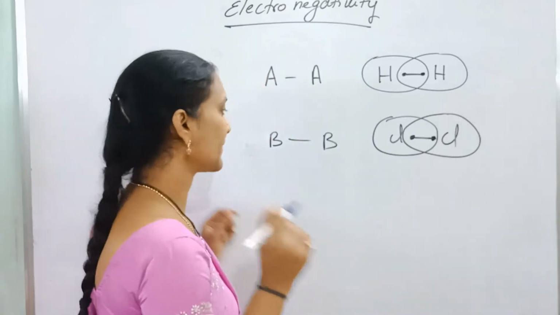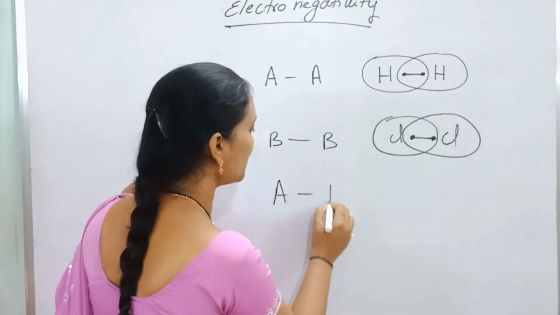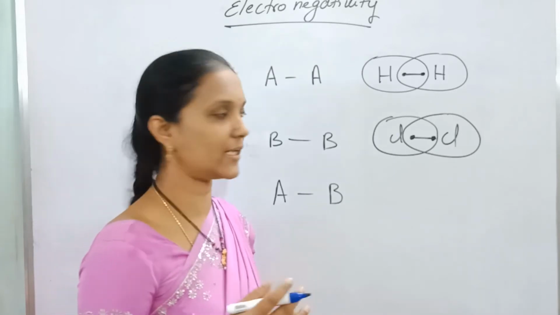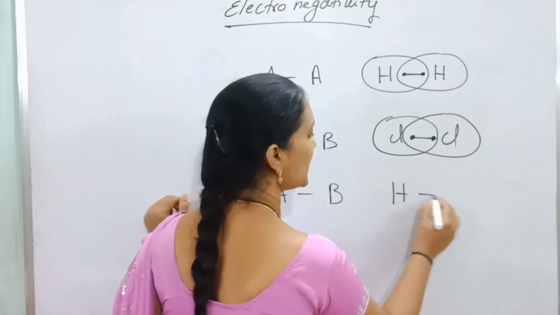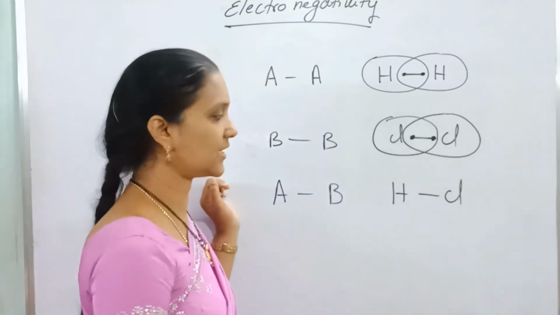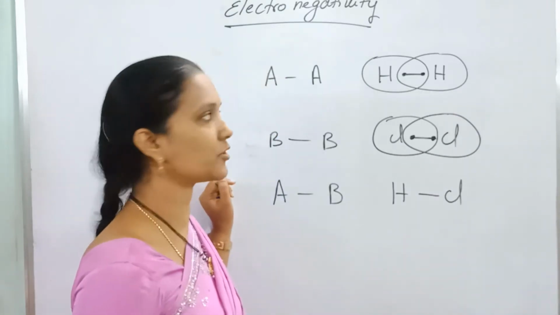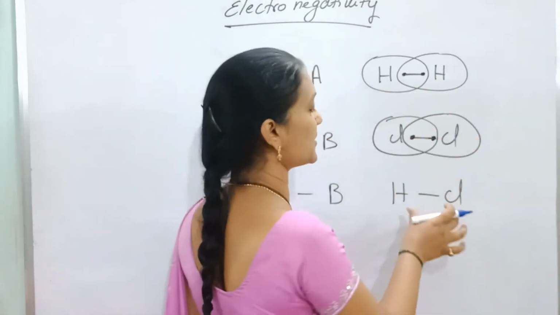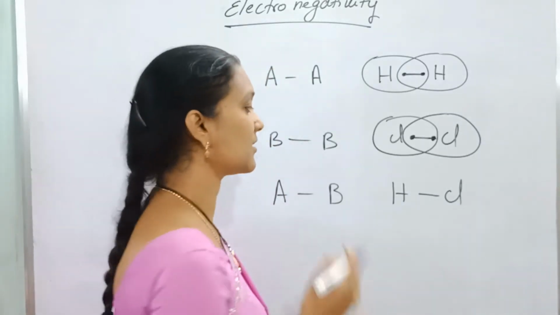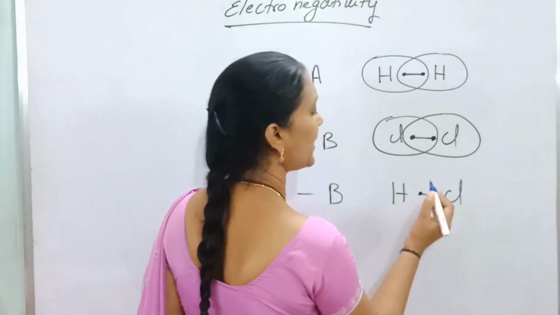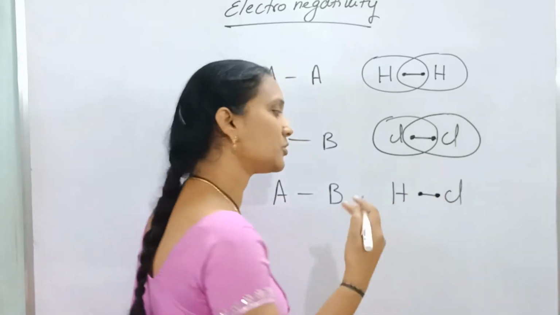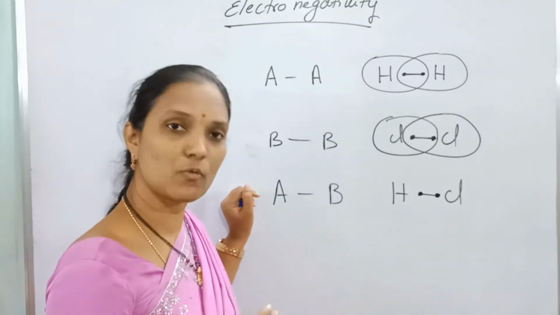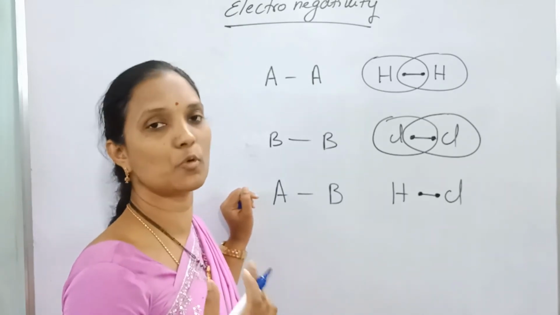Bond pair exists. Now suppose one bond is formed between A and B, a heteroatomic molecule, different atoms bonded with each other. For example, HCl: hydrogen and chlorine have different attractive forces. Same size, same attractive forces. Different sizes, different attractive forces. Now here one of the atoms attracts this bond pair more towards itself. In a heteroatomic molecule, one of the atoms attracts the bond pair more towards itself.